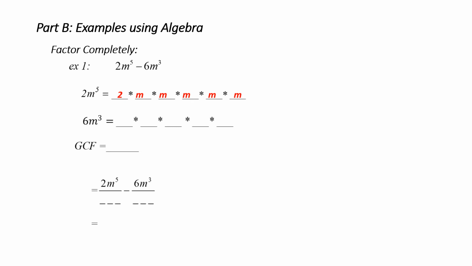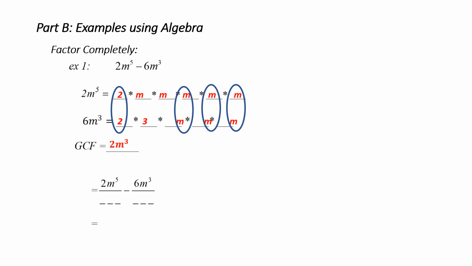6m cubed. What multiplies to give me 6? Well, the 2 prime factors that multiply to give me 6 are 2 and 3, followed by 3 m's. So what do we have in common? Well, they both have a 2, and they both have 3 m's. Therefore, 2 times m times m times m is 2m cubed.